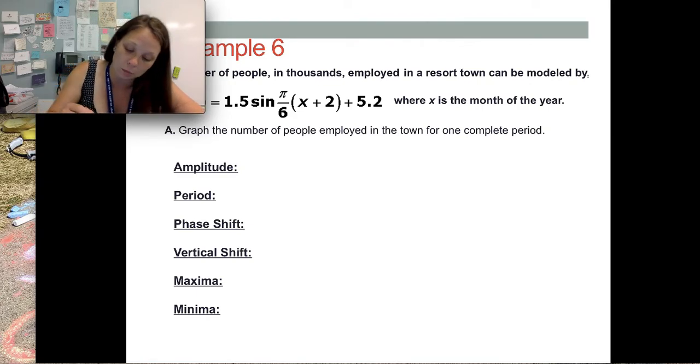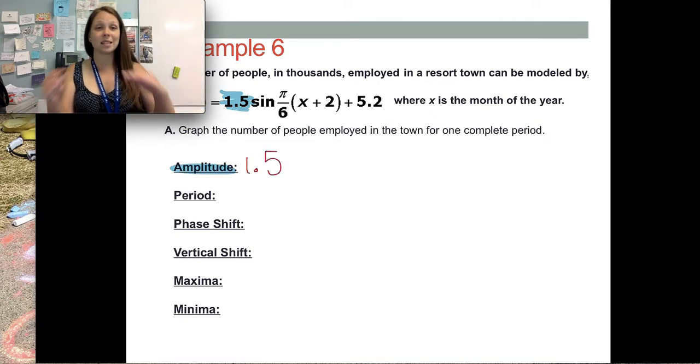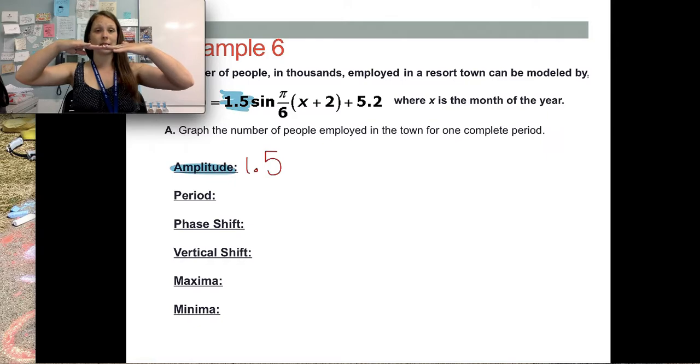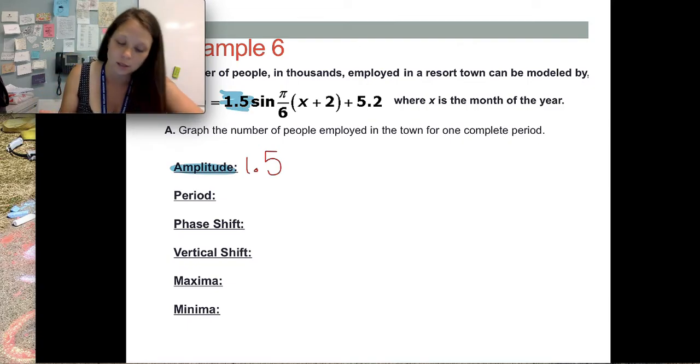So first, our amplitude. Amplitude is always the number multiplied in front of the trig function, so that would be 1.5. That means that the horizontal line that divides the sine function in half, the distance from that line to the top and bottom of the graph is 1.5 units.